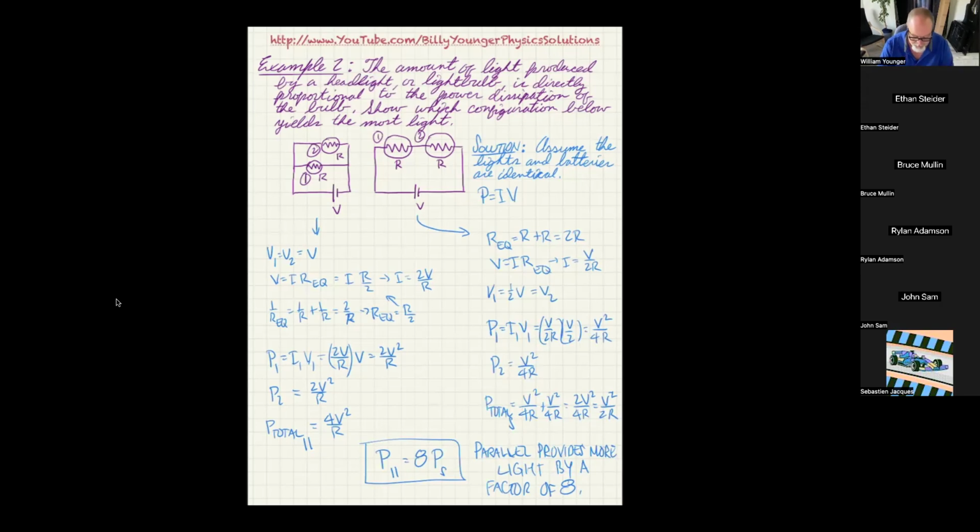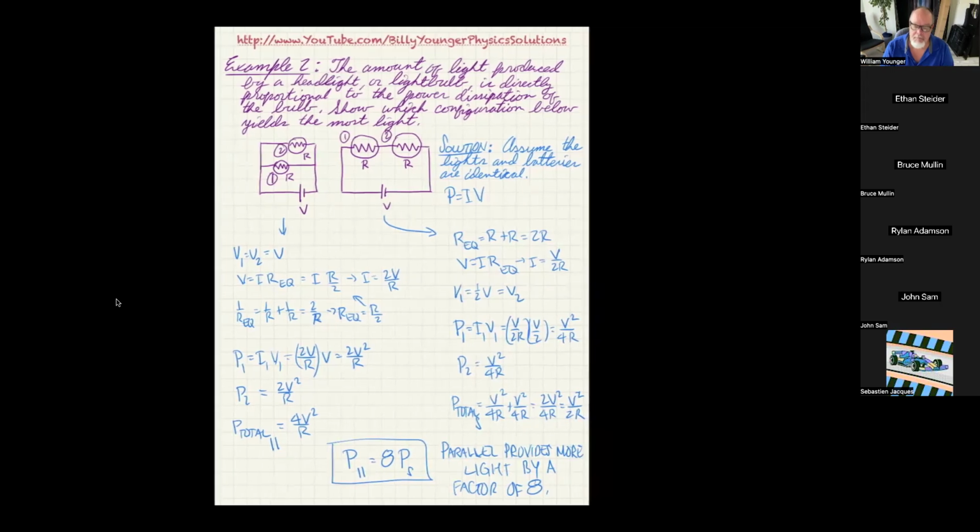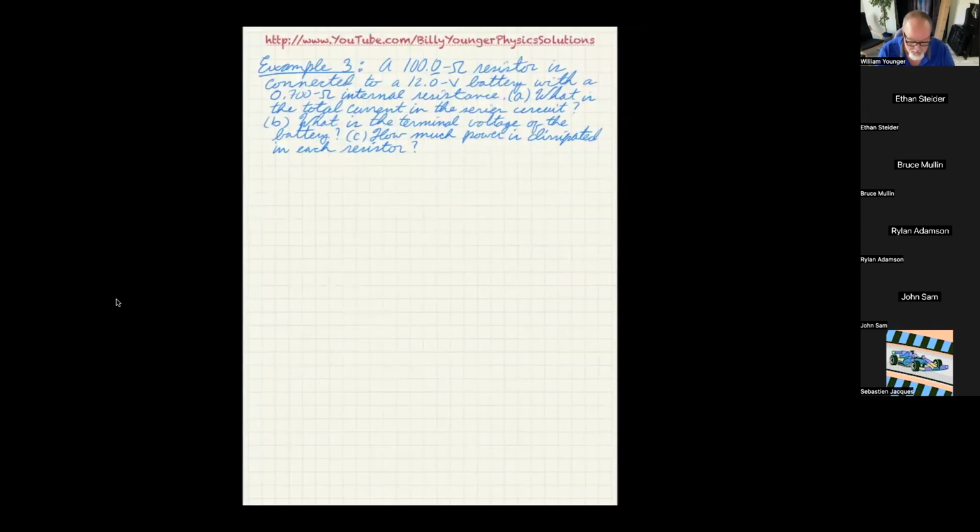So all of that spells that the way to connect light bulbs, if you want the most light, is to put them in parallel. Any questions? All right, we're going to move on to the next one.